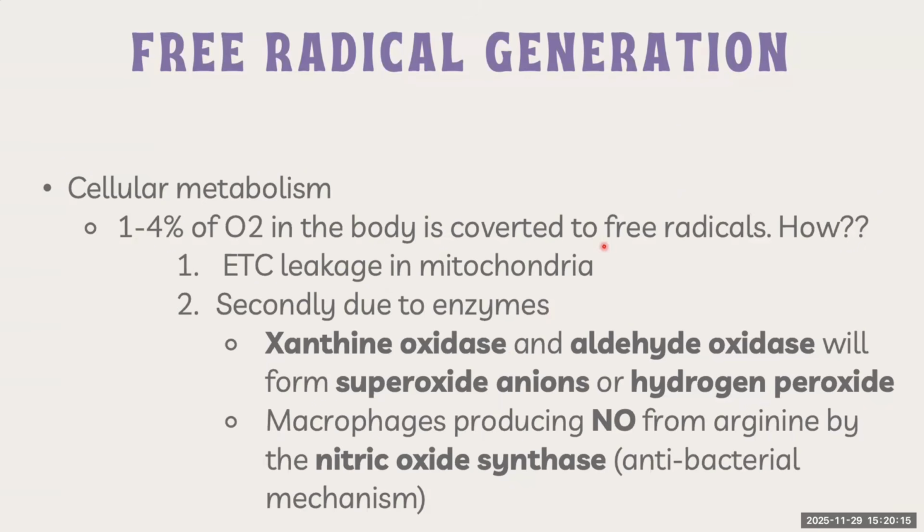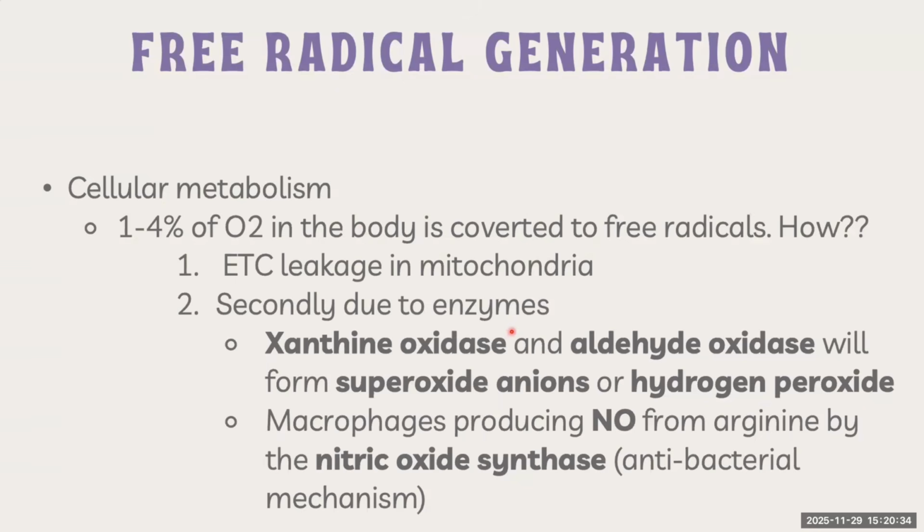So again, the primary site of free radical production in your cell is your electron transport chain in your mitochondria. During normal oxidative phosphorylation, the electrons will be transferred through your complex 1 and complex 3. This will cause some of your electrons to leak, and they will go and react with oxygen, and this will cause the generation of superoxide.